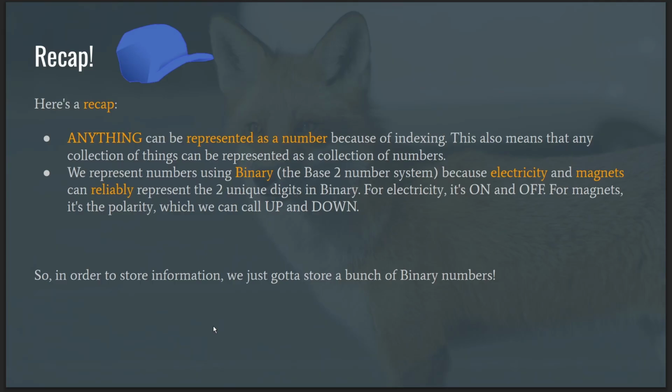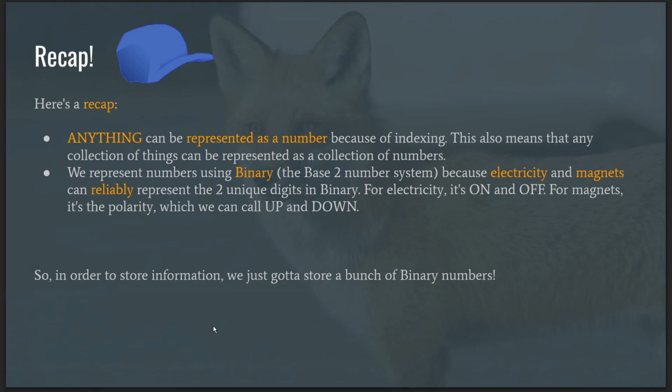Recap. Anything can be represented as a number because of indexing. This also means any collection of things can be represented as a collection of numbers. So if you have a bunch of colors, for example, all of them can correspond to a number. Just define it. Just say what it is.